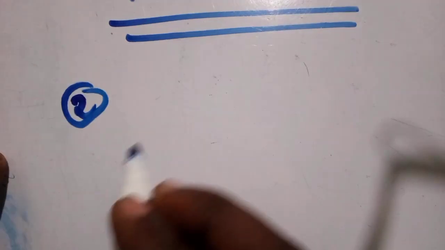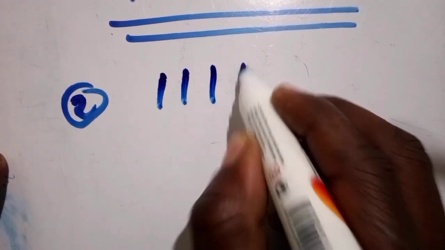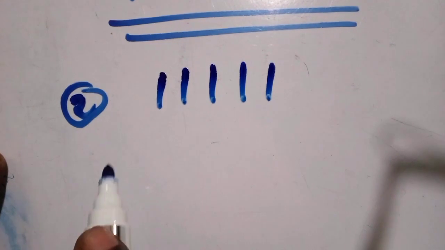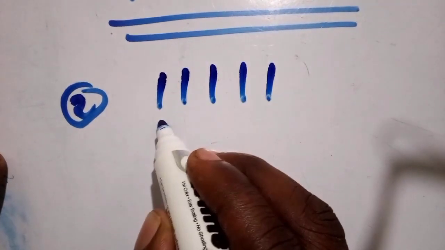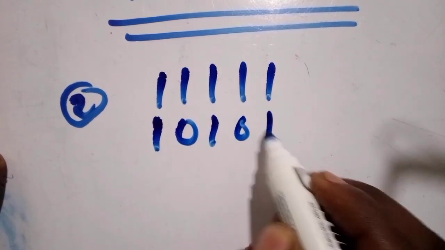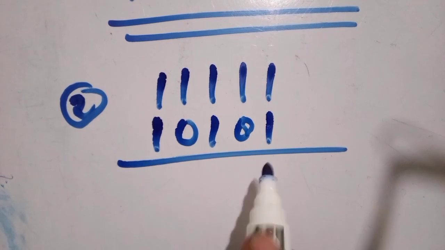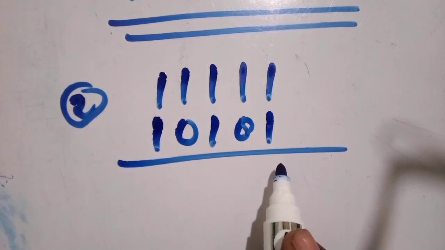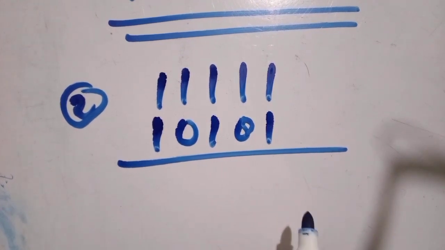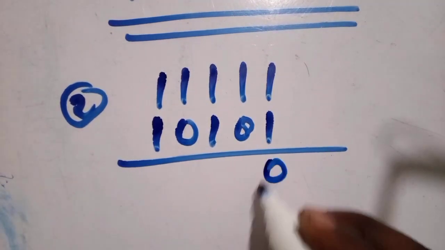So let's try, we have to add 1, 1, 1, 1, 1. We have 5 ones, which is 1, 0, 1, 0, 1. So let's add this one. If you add 1 plus 1, and this number is in base 2, you can't write 2 here. So what you have to do is divide 2 into 2, which is 1, and the remainder is 0. So we have to write 0 here, which is the remainder.